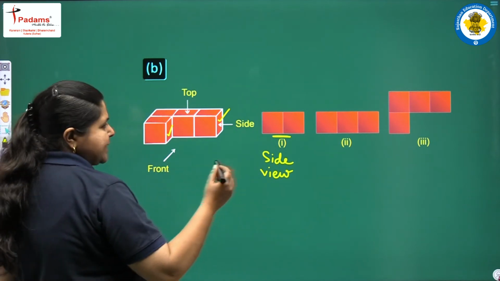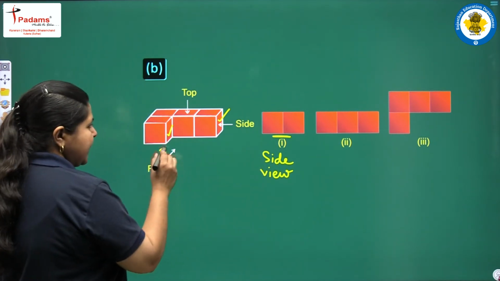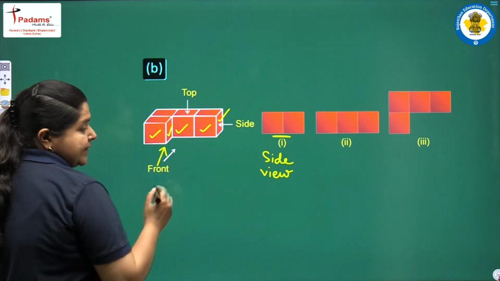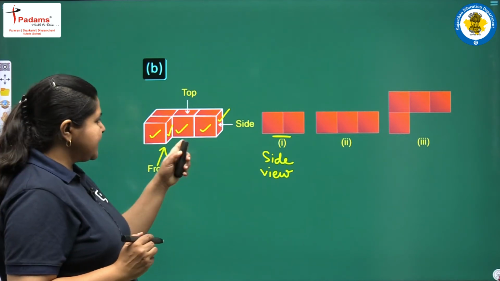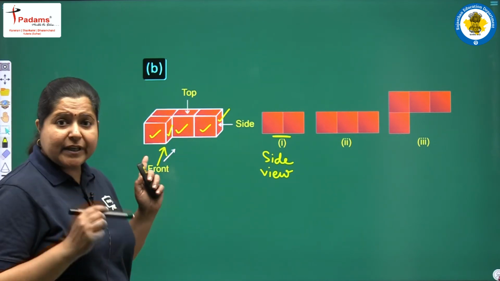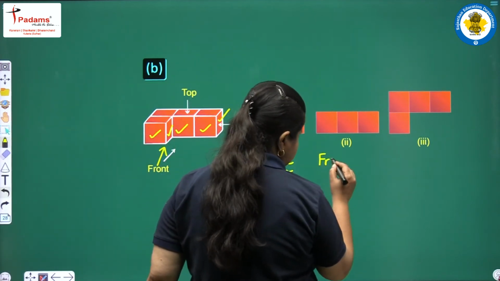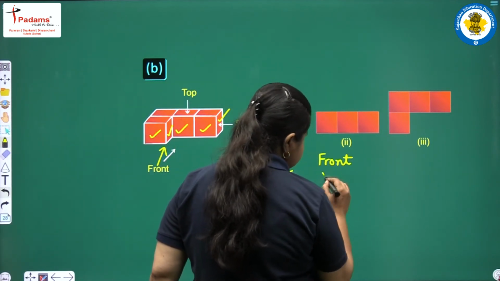Now if you look at it from front, सामने से देखेंगे तो आपको एक ये फेस दिखाई देगा, ये फेस और ये फेस, इन तीनों क्यूब्स के ये फेस दिखाई देंगे. ये 4th क्यूब आपको विजिबल नहीं होगा फ्रंट से. So the front view will be this one with 3 faces.